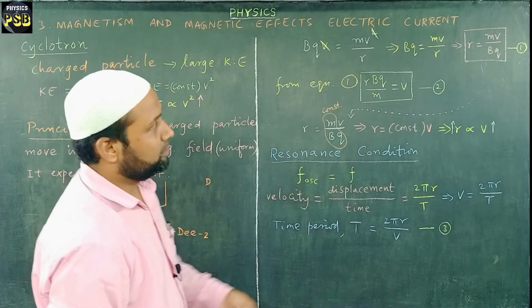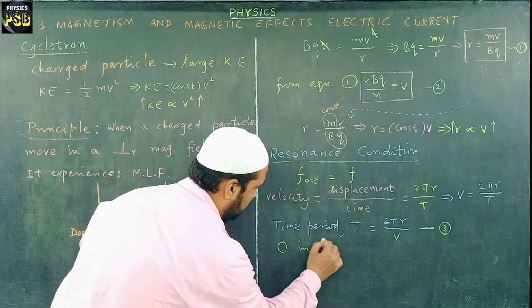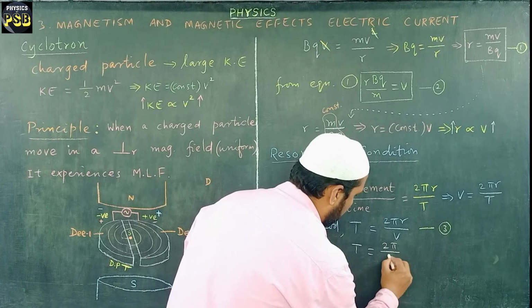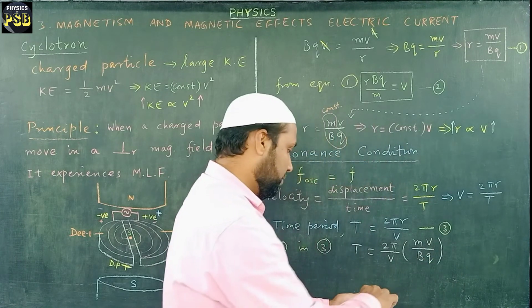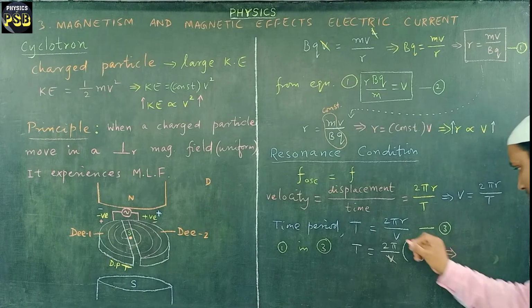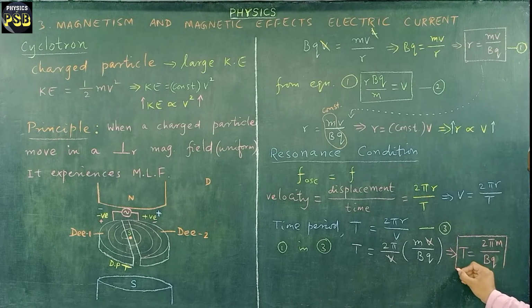Now I substitute r value from 1. So equation 1 is substituted in equation number 3. So what I'll get? I'll get 2 pi upon v. In the place of r, I write this value, mv upon BQ. Here, this v and this v will cancel. And we get the expression for T. This is T equals 2 pi m upon BQ. I box this. This is the expression for time period. I take this one as equation number 4. Equation number 4 provides us the time period.